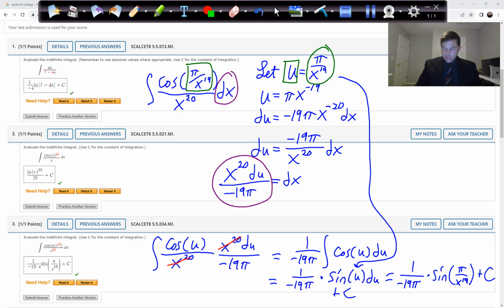So let's see if I have it written the same way. So 1 over negative 19 pi sine pi over x^19 plus c. Exactly the same. So that would be how you would do that one. And again, it might take you a little practice to pick the right u there, but if you kind of follow along with what I did, you should be just fine for this problem.